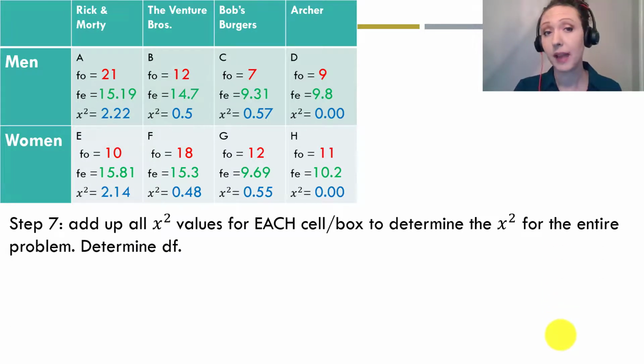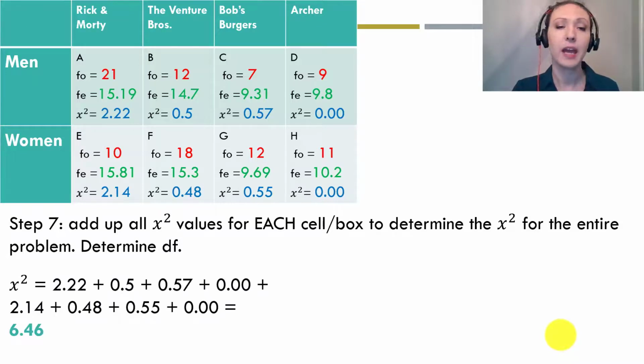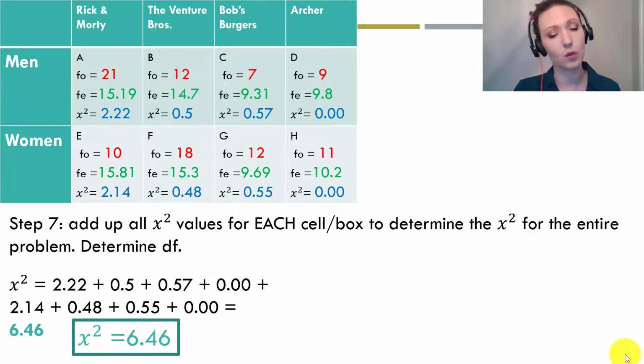Okay, so our next step is to add up all of the chi-squares together to get our final chi-square value. And we're also going to determine the degrees of freedom. So if we take each chi-square value that we've got, so we have all of these in blue here, we have to add up each one from each cell. And that's going to give us our final chi-square value. Okay, so if we add up 2.22, 0.5, 0.57, and so on, that's going to give us a final chi-square value of 6.46. Okay, so we've gone ahead and done that.